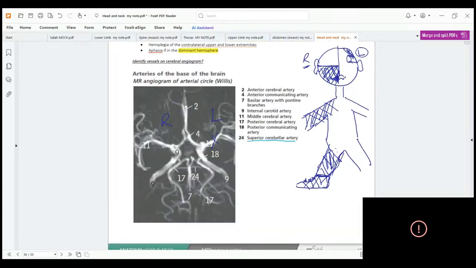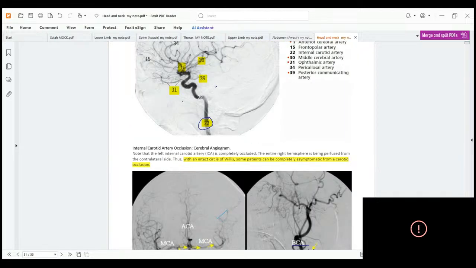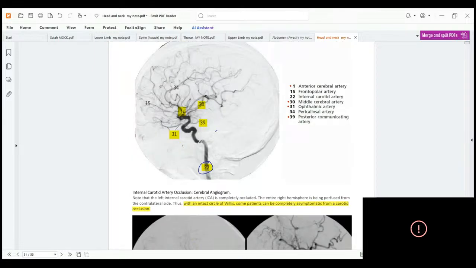Okay, can you go to the image again? Now you can answer this numbering. This is an important one. Maybe it will come in our exam. Answer. So the first branch is the ophthalmic. And 1, the second branch going forward, is the anterior cerebral. And 30 is the middle cerebral, and 39 is the posterior communicating.